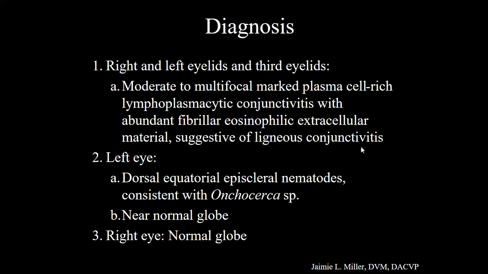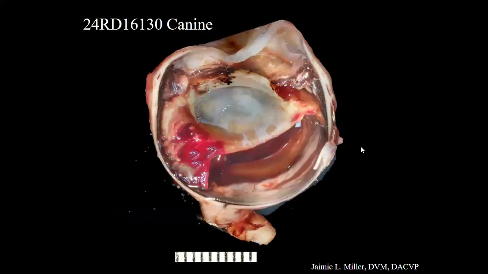All right. Next slide. All right. Next up is an 11-year-old Australian Shepherd mix, female spayed doggo.